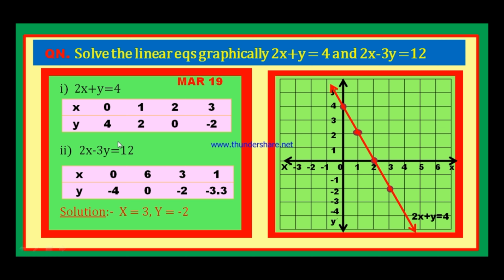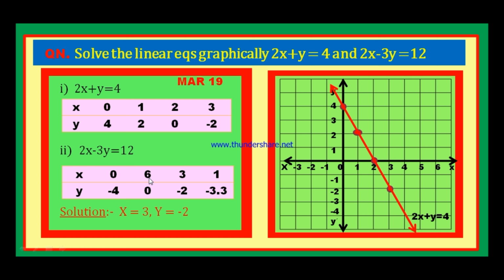Now go for the second equation. 2x minus 3y is equal to 12. And let us form a table. First of all, consider x is equal to 0. 2 into 0 is 0. Minus 3y is equal to 12 and y is equal to 12 by minus 3, that is minus 4.